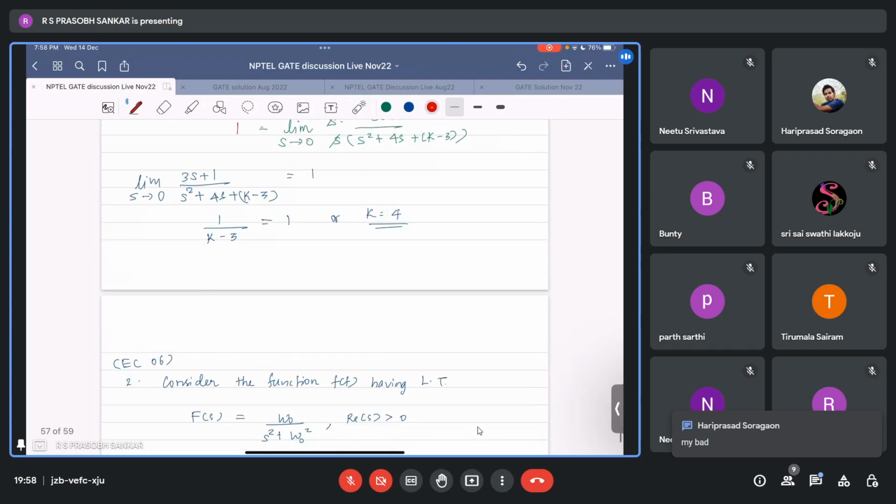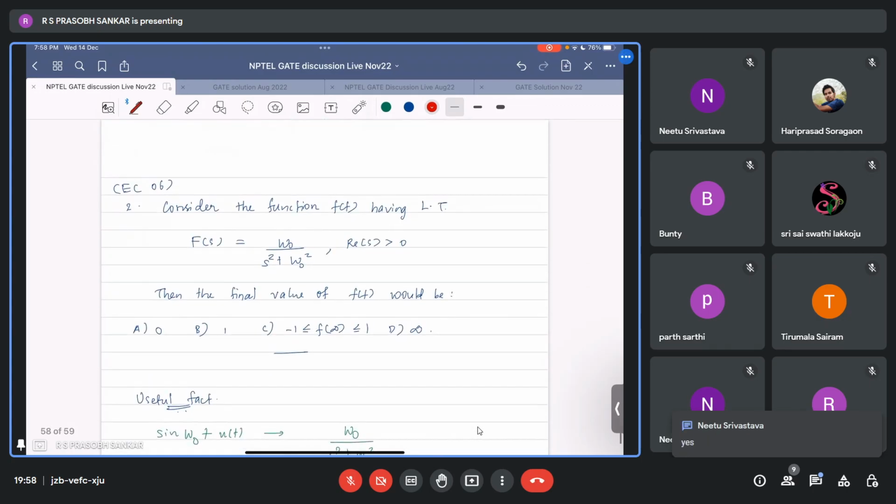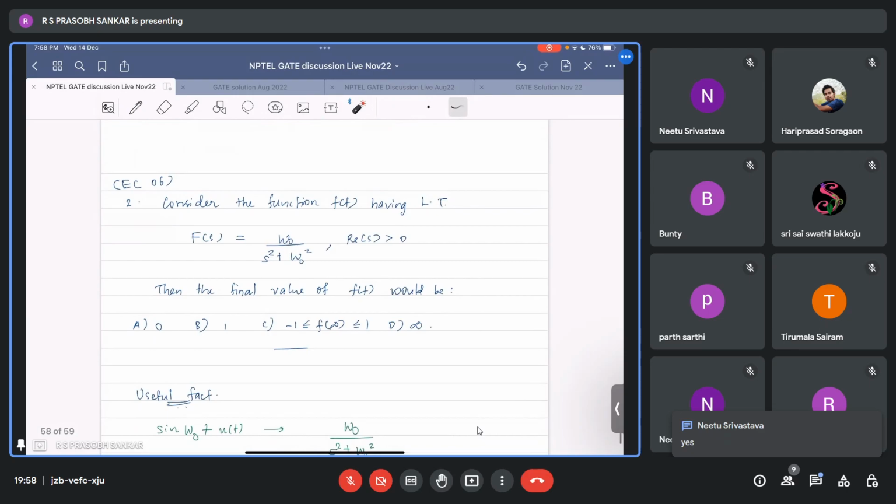Okay, so we have one more quick question. This is very simple. This is an old question, but it is a tricky question, though very easy to do. Consider the function f of t having Laplace transform f of s equal to omega naught by (s square plus omega naught square). This is the condition for stability. What is the final value?